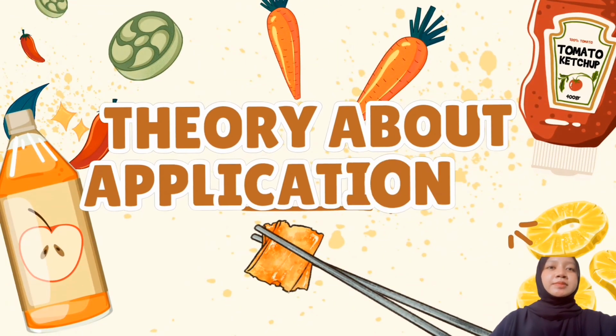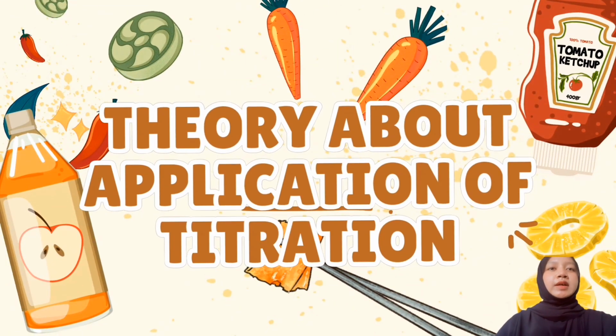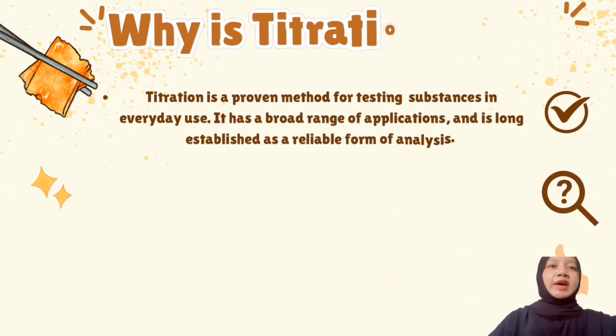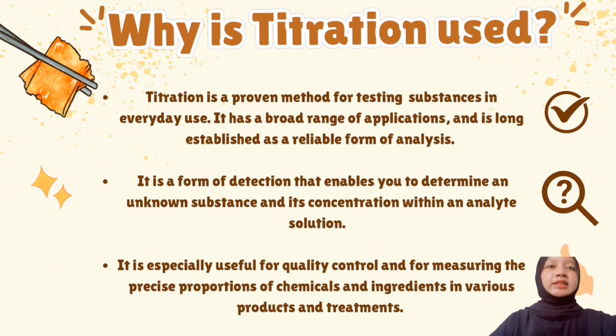Next, I would like to explain the theory about application of titration. So why is titration used? Firstly, titration is a proven method for testing substance in everyday use. It has a broad range of applications and is long established and reliable form of analysis. So, there are many common real-life applications of titration, which are determination of solution concentration, study of fraction kinetics, purification of chemicals, analysis of food products, and quality control in industries.